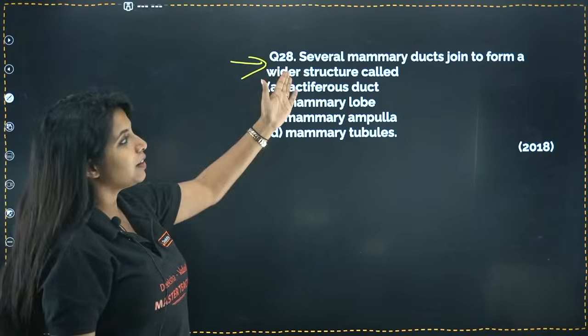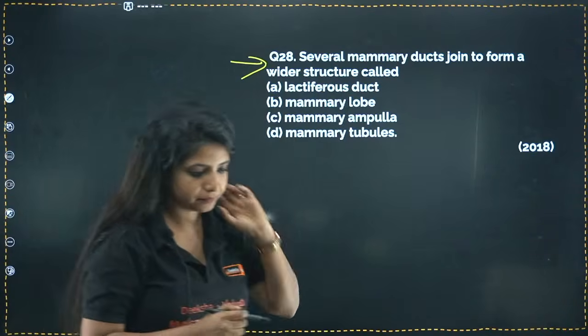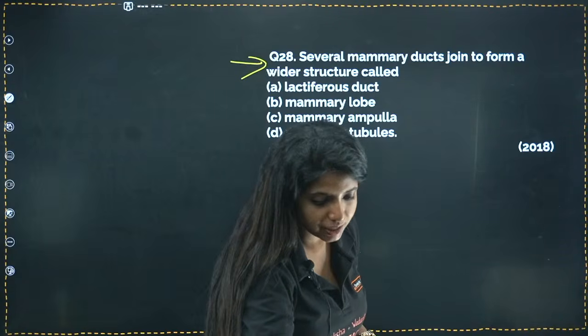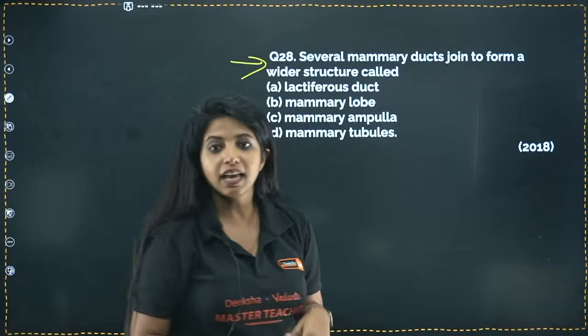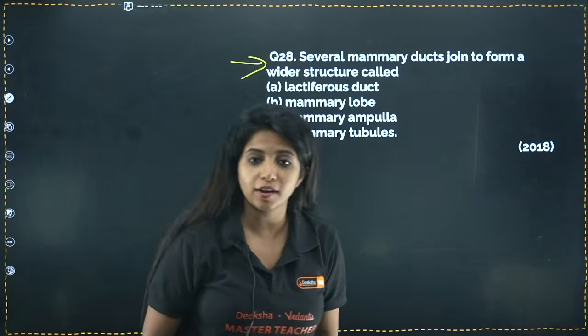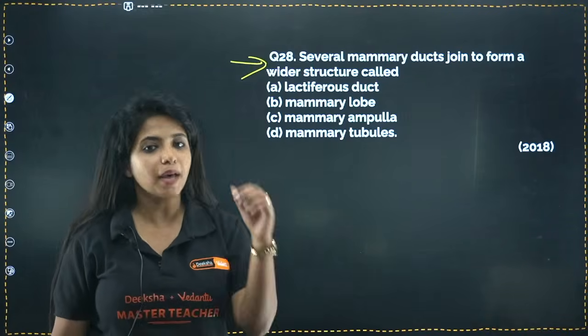Oh my God. Several mammary ducts join to form a wider structure which is known as what? Is it a NEET class? No, Prithviraj, it is a KCET class. Several mammary ducts join to form a wider structure which is called what? Lactiferous duct, mammary lobe, mammary ampulla or mammary tubules.